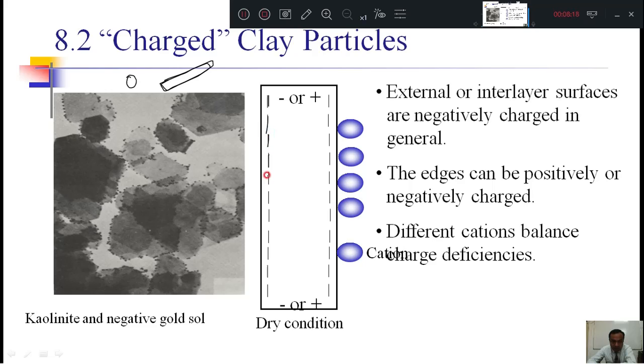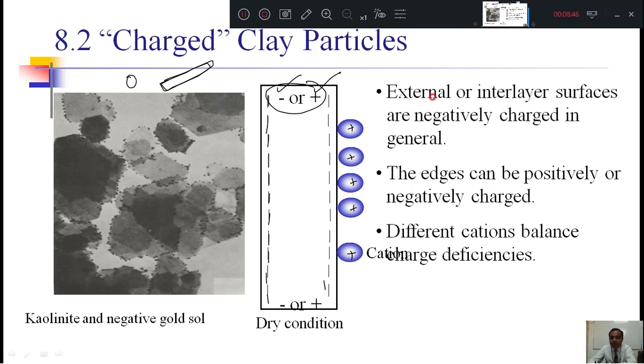These surfaces are negatively charged, on both surfaces, and the edge may be positively charged or negatively charged, depending on which type of clay you are dealing with. Okay, now this is what the clay looks like. Now this surface is what? Negatively charged, therefore it can attract positively charged ions.